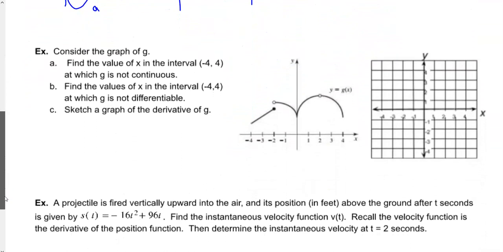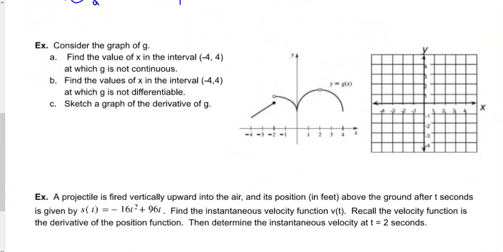Now, let's try another one of these. A and B shouldn't be too bad, but C is the one, again, that we're just going to start working with a little bit to be able to sketch that graph. And then we'll talk about this projectile motion one, finding the instantaneous velocity of that. The last little application before we are finished with section 2.